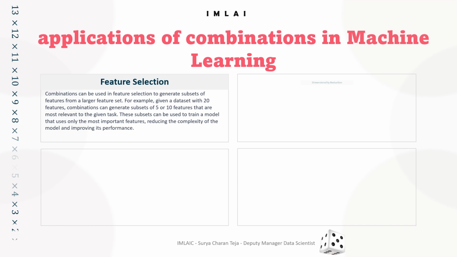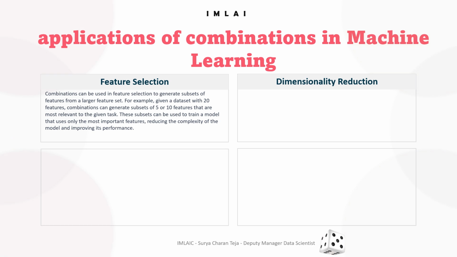Then we have dimensionality reduction. In dimensionality reduction, combinations are used to generate new features from a larger feature set. These new features can capture more complex relationships between the original features, reducing the dimensionality of the data and improving the performance of the model.